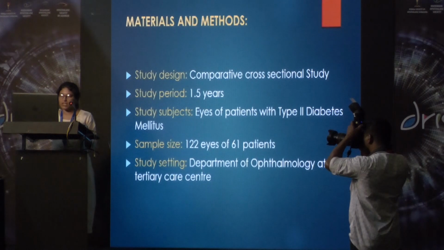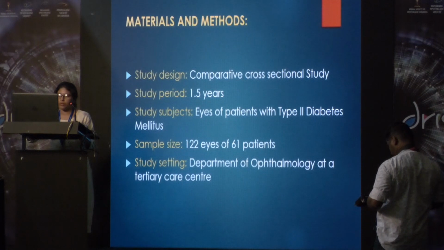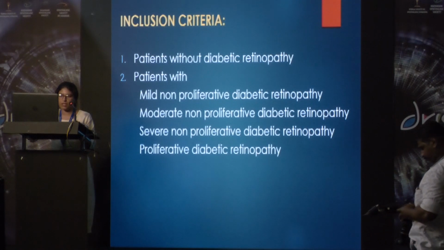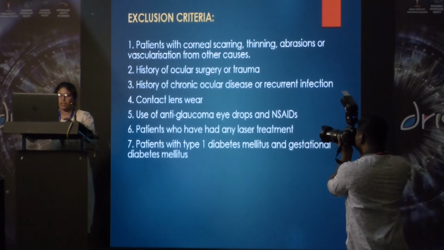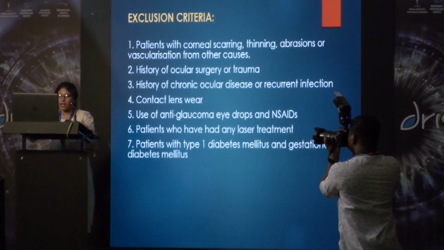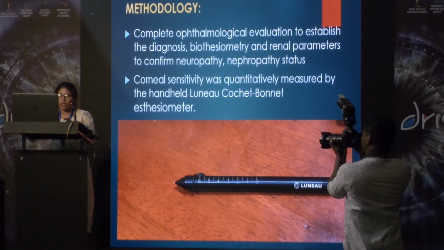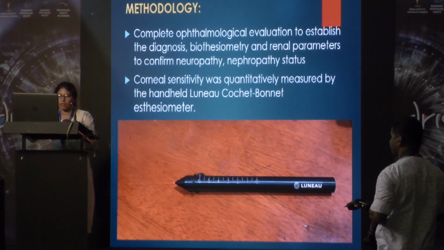It was a comparative cross-sectional study done over a period of 1.5 years. 122 eyes of 61 diabetic patients were studied in the Department of Ophthalmology at our institute. I have included patients with diabetic retinopathy and patients with mild, moderate, severe, and proliferative diabetic retinopathy. And I have excluded patients with corneal pathologies, previous history of surgeries and lasers, and history of any anti-glaucoma or NSAID drugs. So a complete ophthalmological evaluation to establish the diagnosis, biothesiometry to find out the neuropathy, and renal parameters to find out the nephropathy status.